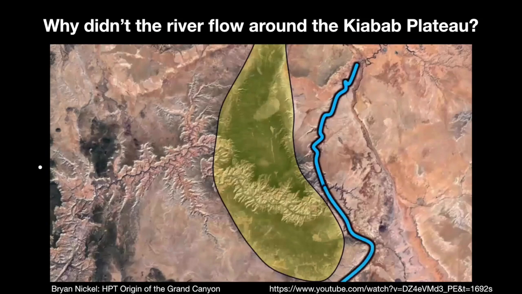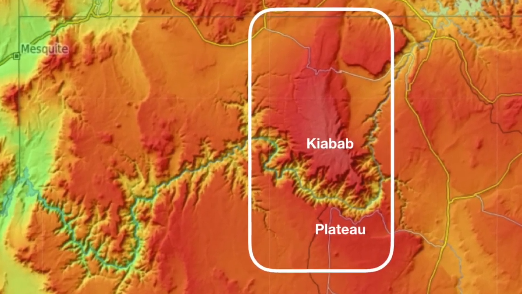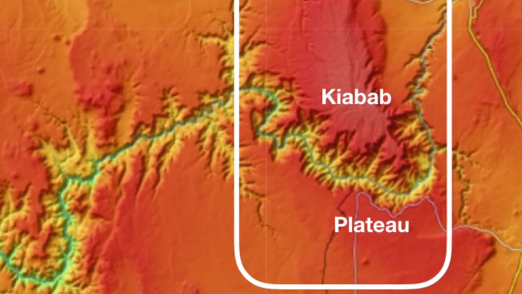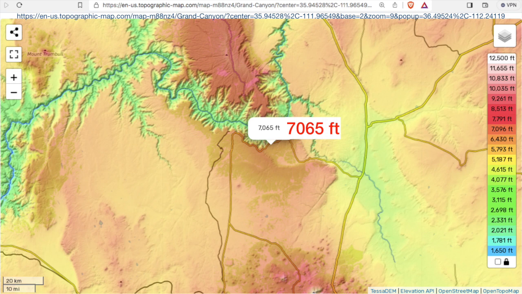And why didn't the river flow around the Kiabab Plateau? And I use that elevation site again. Wherever you click, it shows the elevation. So that's 9,000 feet, 8,000 feet. Right at the edge, it's 7,300 feet. Go across the canyon, and it's 7,000 feet. So it's at least 7,000 feet.